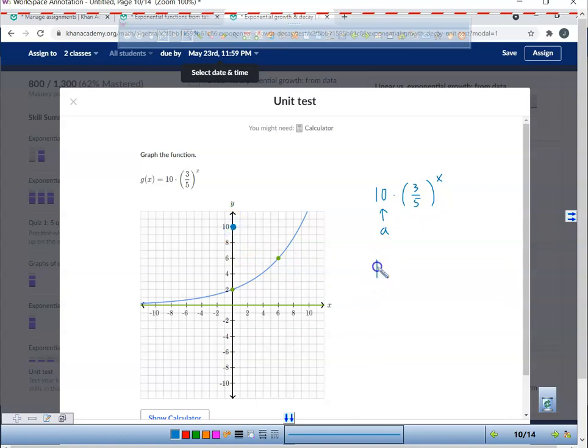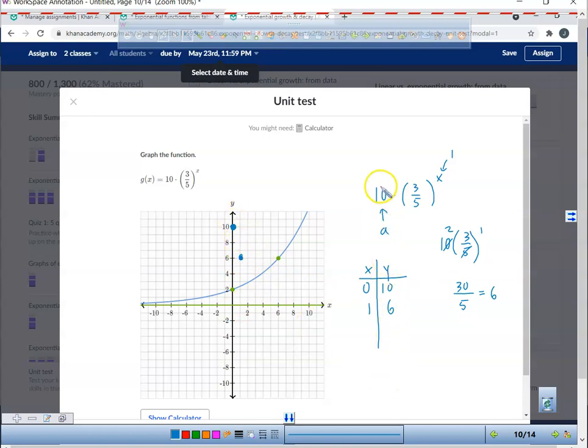And then all I'm going to do is make a little table. Now it's going to be 0 and a 10. Then I'm going to plug in a 1. So it's just going to be 10 times (3/5)^1. Now you could do 10 times 3, which is 30 over 5, which gets you to a 6. Or you could say 5 goes into 10 a total of 2 times, and 2 times 3 is 6. So I'm going to put a 1 and a 6 right there. Those are the 2 points I'm going to use.